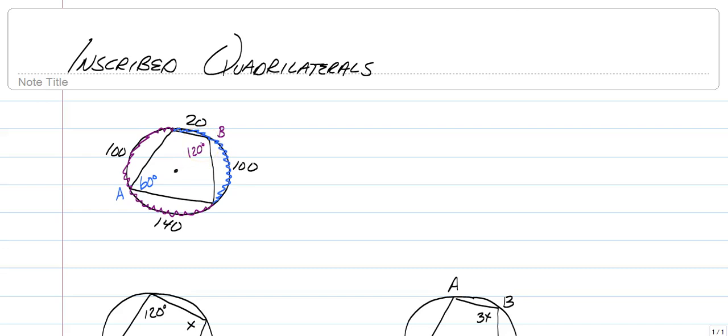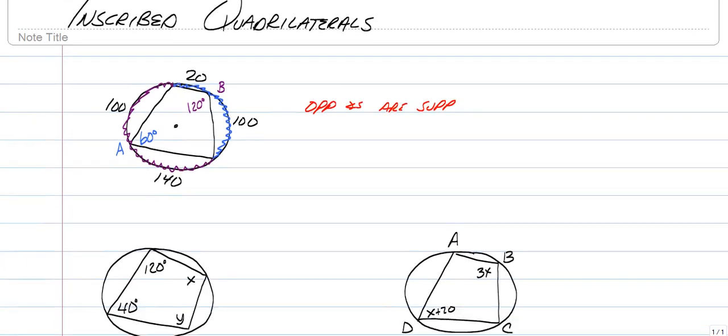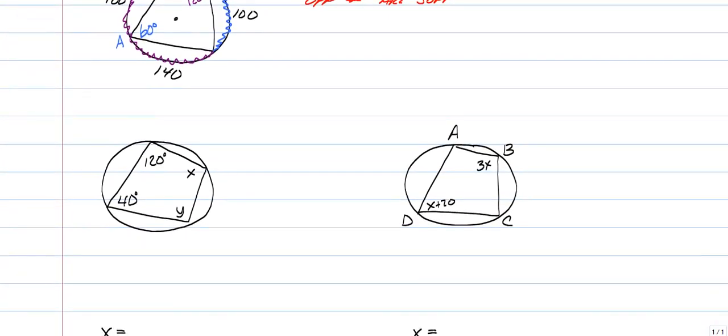So I want you to notice that in an inscribed quadrilateral, opposite angles are supplementary. So they will always add up to 180 degrees if, in fact, all 4 angles of that quadrilateral are on the circle. That's how we inscribe a quadrilateral. So it's really that simple.